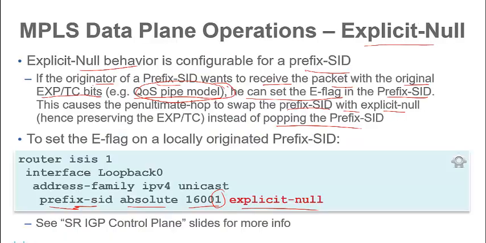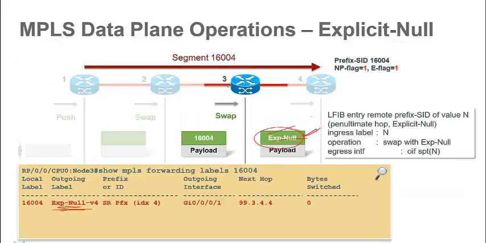So instead of popping, this is the command to enable that. When you assign the SIG-ID, you also mention I want explicit null. When you do that, the header won't be removed, popped. You will have a null value, but the header will still be there, so that other bits like the experimental bit can be used.